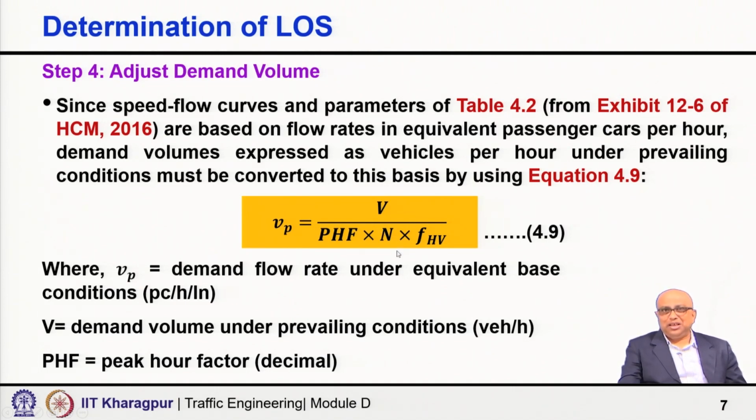So, that N is the number of lanes, and FHV is the correction factor to account for heavy vehicle population that is there in the traffic stream, because the base condition assumes all are passenger cars, homogeneous. So, we need not the vehicle, but some kind of equivalence we have to use for heavy vehicles, and the appropriate adjustment factor, FHV, to account for that heavy vehicle proportion in the traffic stream.